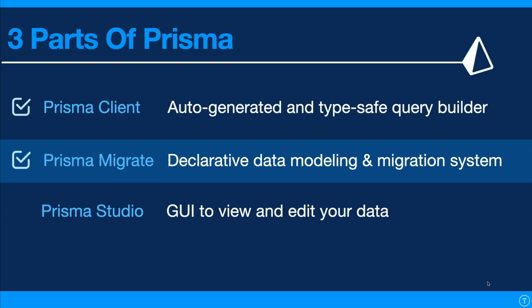So then we have Prisma Migrate, which is the declarative data modeling and migration system.